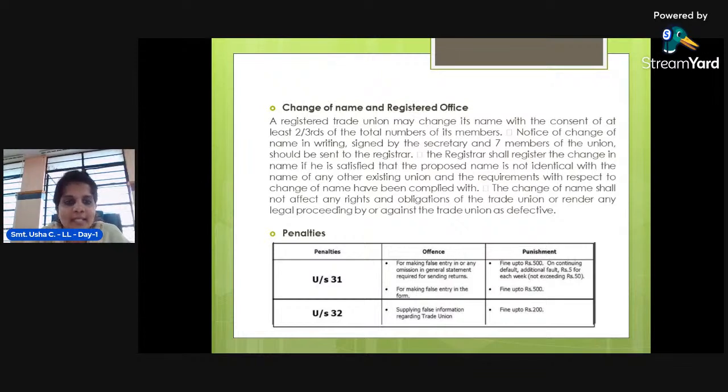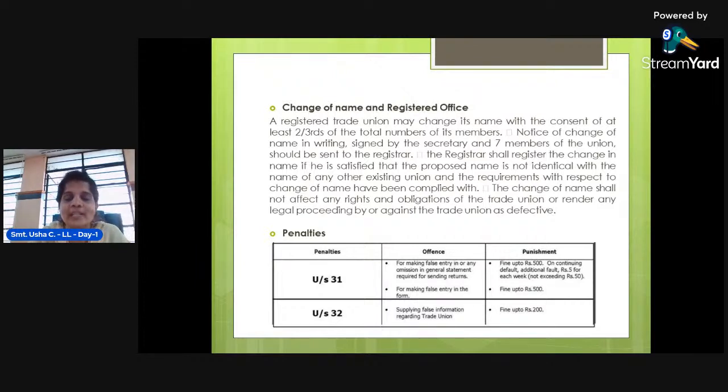what happens is, every year, by 31st December, the trade union must prepare a general statement of receipts and expenditure. Receipts can be the membership fees of the trade union, and expenditure is whatever they incurred for conducting meetings or other activities. That must be prepared in the general statement, and filed along with the audited report.